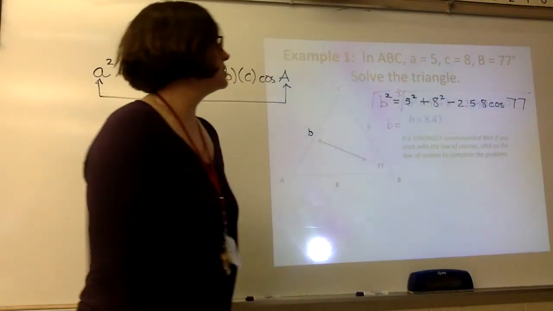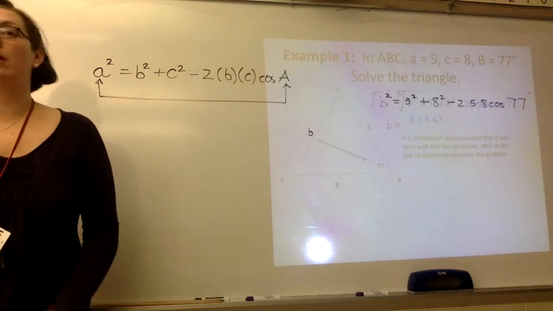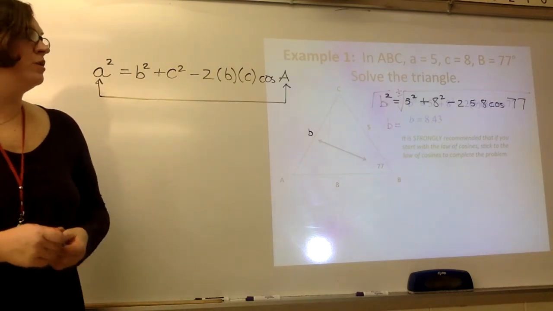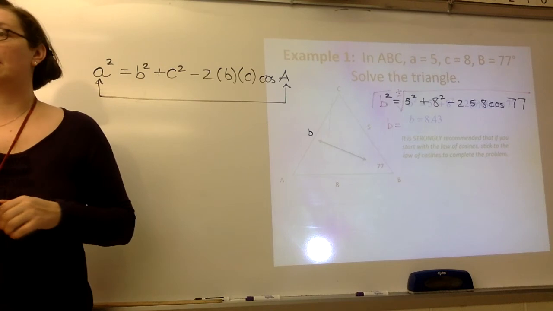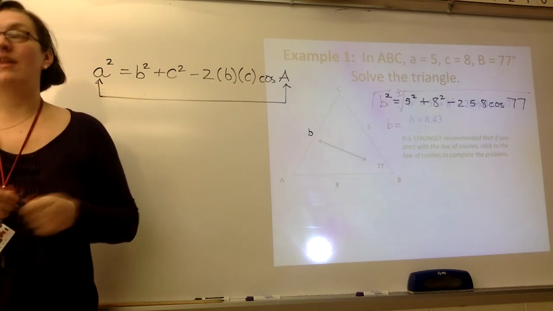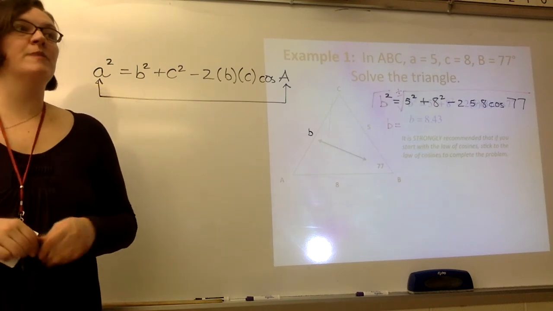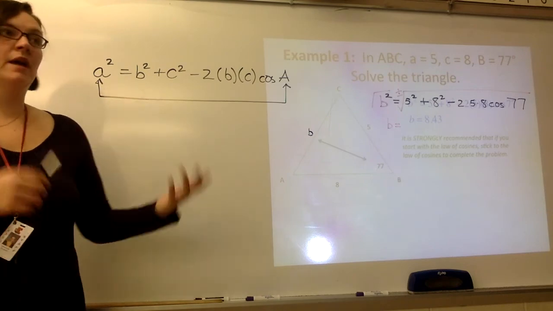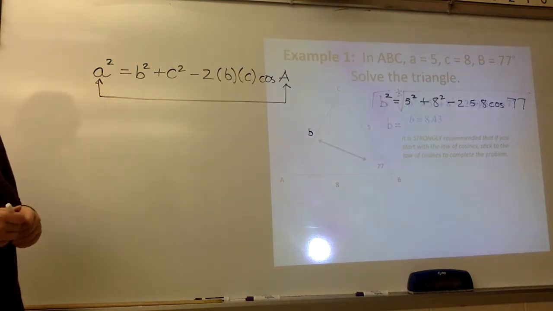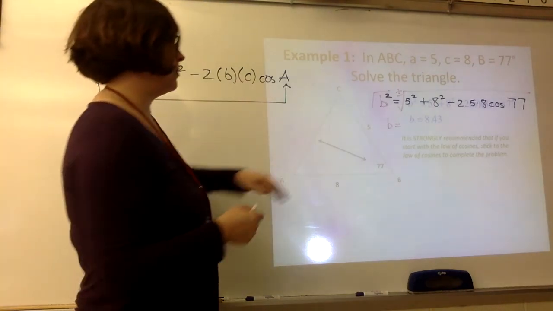Alright, so here's my note. It is strongly recommended that if you start with the law of cosines, you stick to the law of cosines. That's going to help you because there is no special case in the law of cosines, so we're not going to switch out of it. We're going to leave it the way that it is. We now know that b is 8.43.